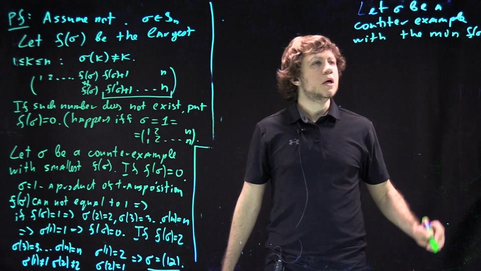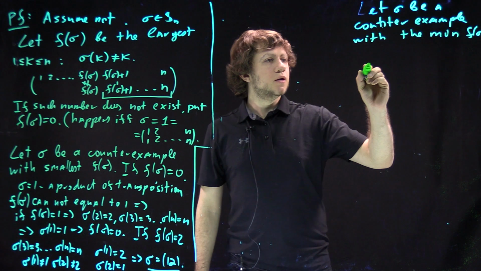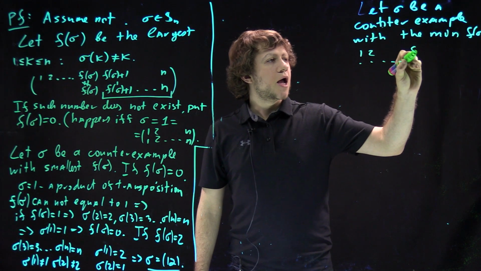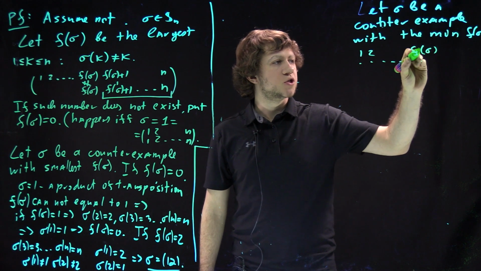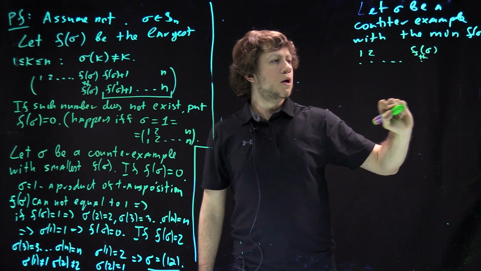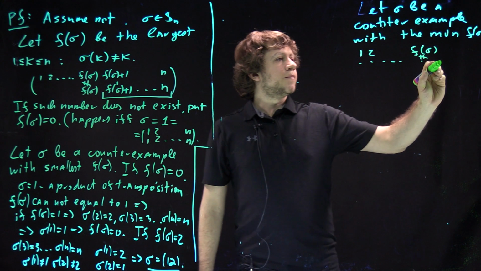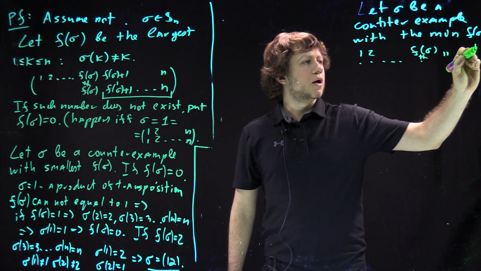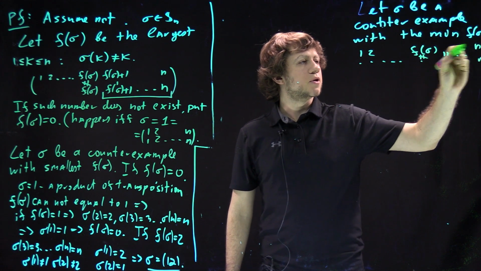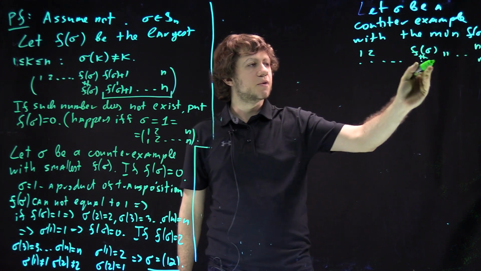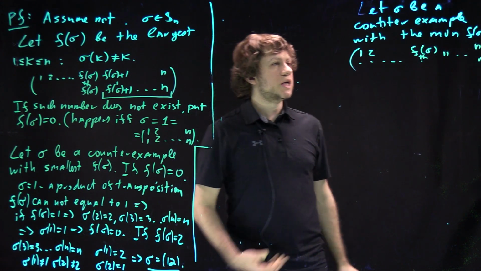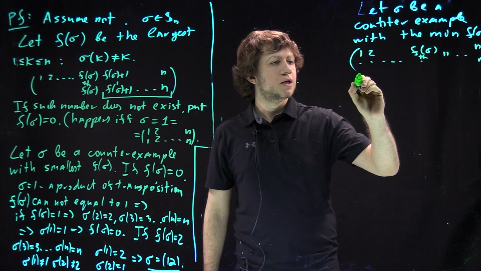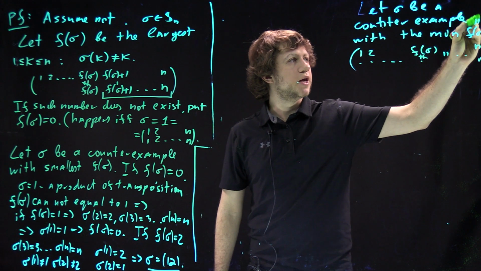So then what we know is that 1 goes to something, 2 goes to something, f of sigma goes to something which is not f of sigma, and then everything else is just the same. So n goes to n, and n minus 1 goes to n minus 1. Everything after f of sigma goes to itself. So then suppose this f of sigma equals k.